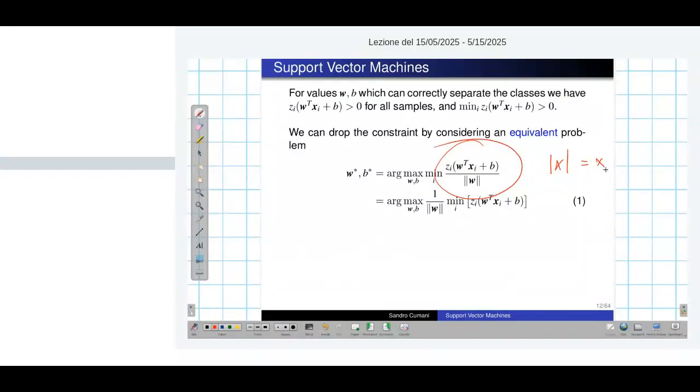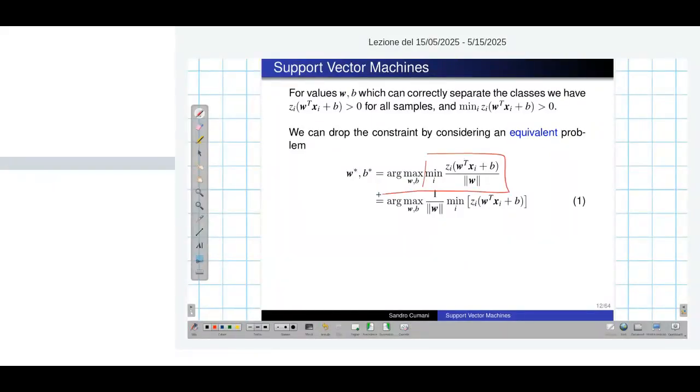So I have an objective function that now allows for solutions that do not classify correctly the samples, but those will result in a lower value of the objective, so they will be thrown away by the maximization. This allows me to throw away the constraint that all the samples must be correctly classified. The constraints will come back again.